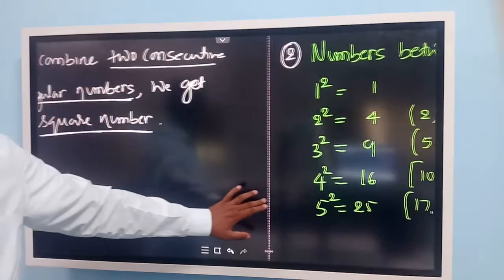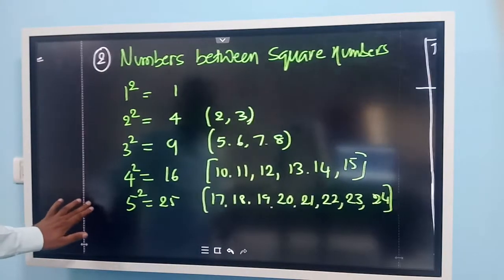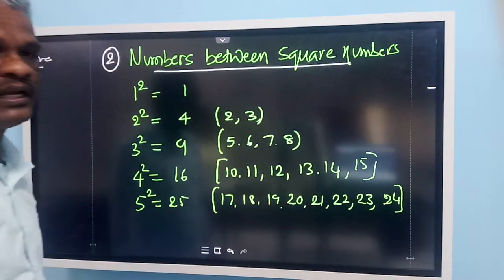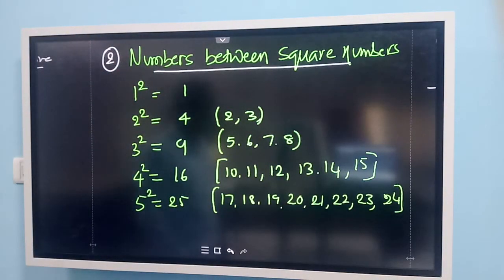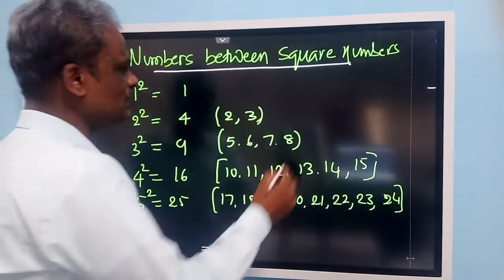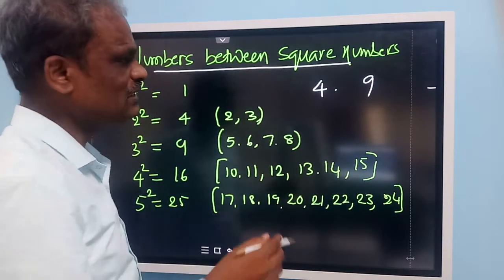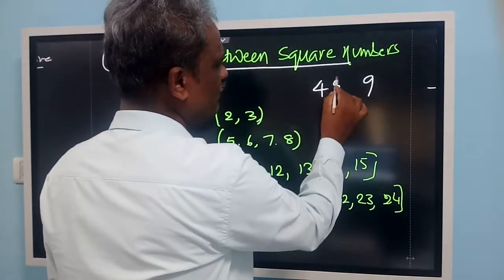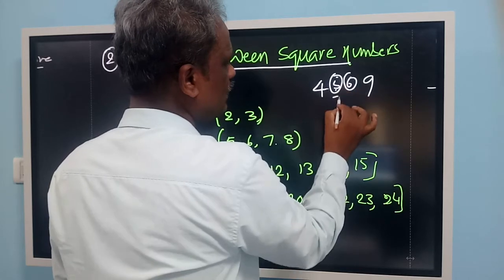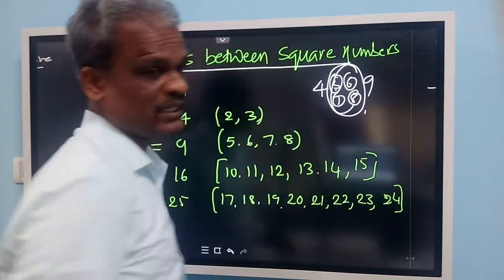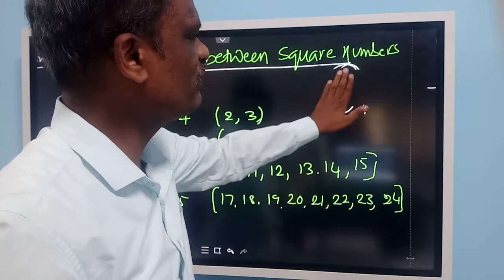Second pattern, numbers between the square numbers. So let us take some square numbers and identify the non-square numbers between the square numbers. What is the meaning of non-square numbers between the square numbers? See, 4 and 9 are square numbers. Between these you have 5, 6, 7, 8. These numbers are called non-square numbers.